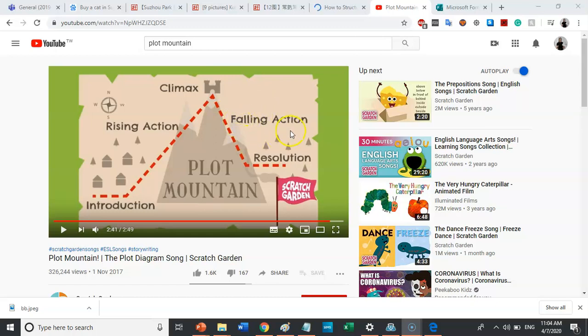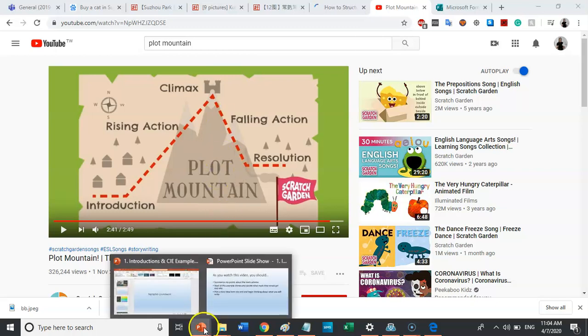Or you can also have the falling action where you answer some questions, you show what happens at the end, and a resolution. Now for CIE, what they're most bothered about is this climax. If your story doesn't have a climax, you're not going to get into that top band. It has to have a climax, it has to have character, it has to have setting. So those are the things that we should be focusing on.